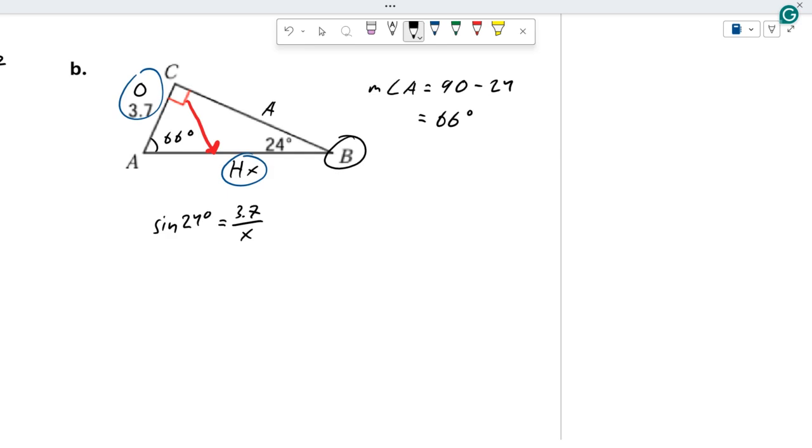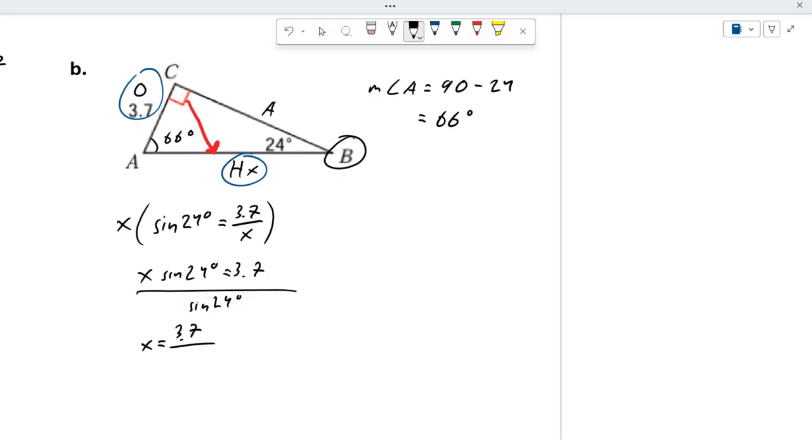So if you want to ultimately get x by itself, the first thing you can do here is multiply by x. And what that does is it gets the x out of the denominator, which is progress, right? Because the thing that you're solving for, you don't want that in the denominator. However, it still isn't by itself because I've got sine of 24. So I have to then divide by sine of 24. So I end up getting x equals 3.7 divided by sine of 24 degrees.